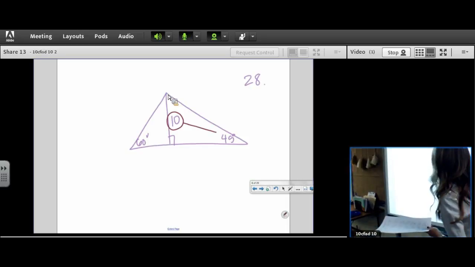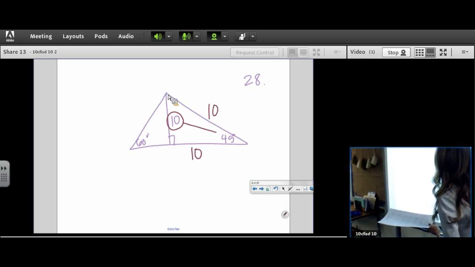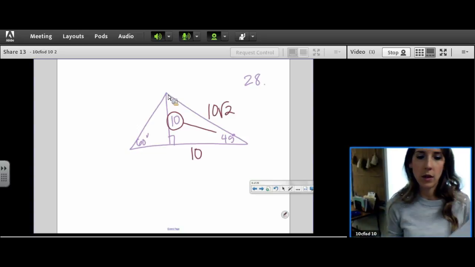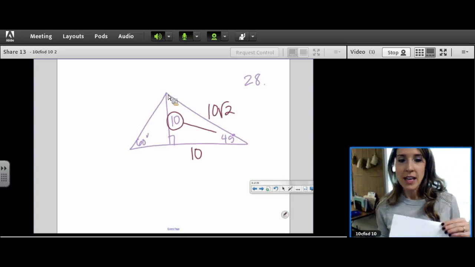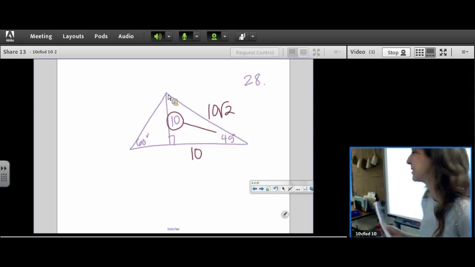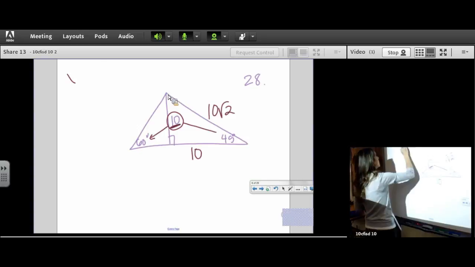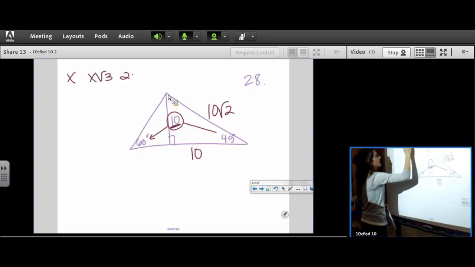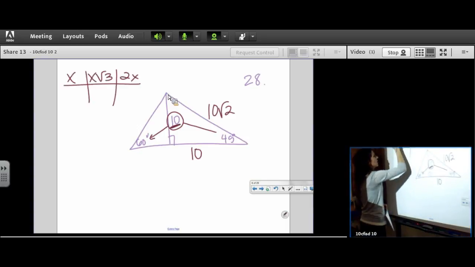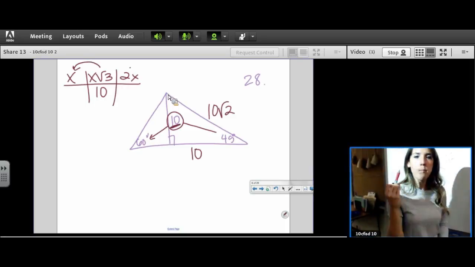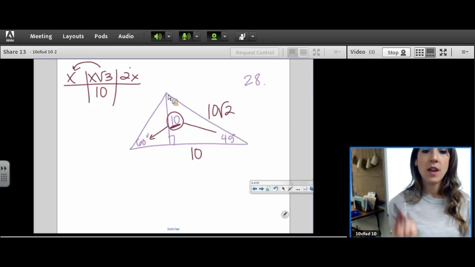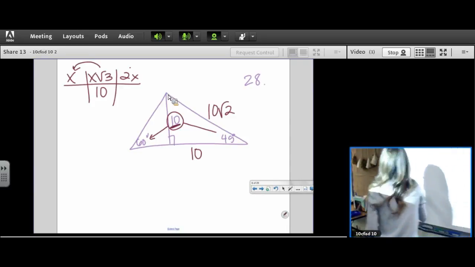Got it, thank you. X, x, x root 2. Beautiful. Now unfortunately, in the other triangle, 10 is across from 60. If we're not used to these yet, then we make our little table, 30, 60, 90. So 10 goes here. We have to undo what's being done to x. Right now, x is being multiplied by root 3, so we do the opposite and divide by root 3.